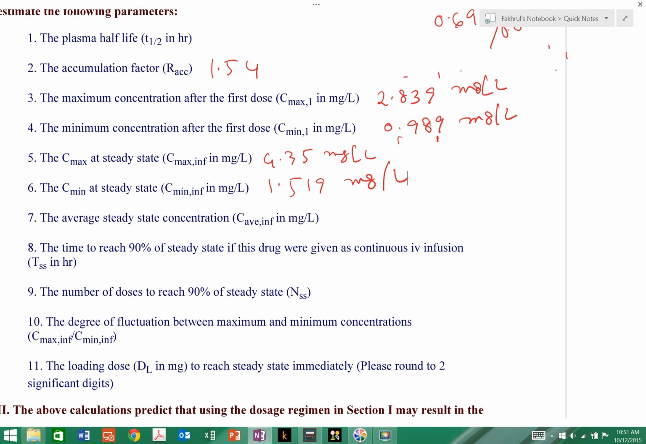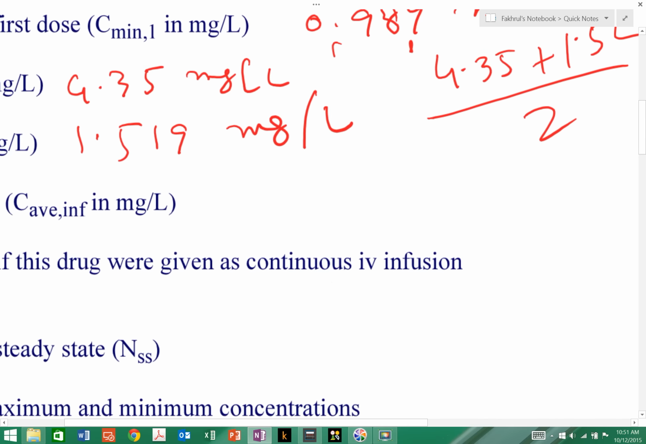To calculate C average, we cannot take the average of these. We cannot do like 3.5 plus 1.52 divided by 2. This will give you a close number, but we have to take into consideration the exponential decline from Cmax to Cmin. For this reason, we have to use a little more complex equation. Here is the equation we have to use.